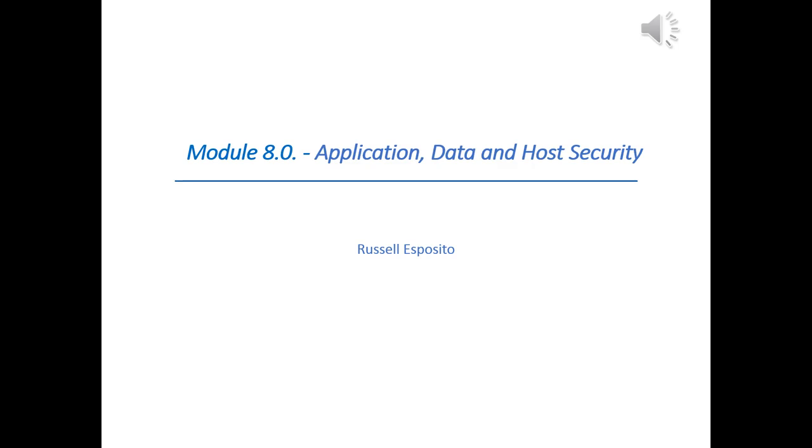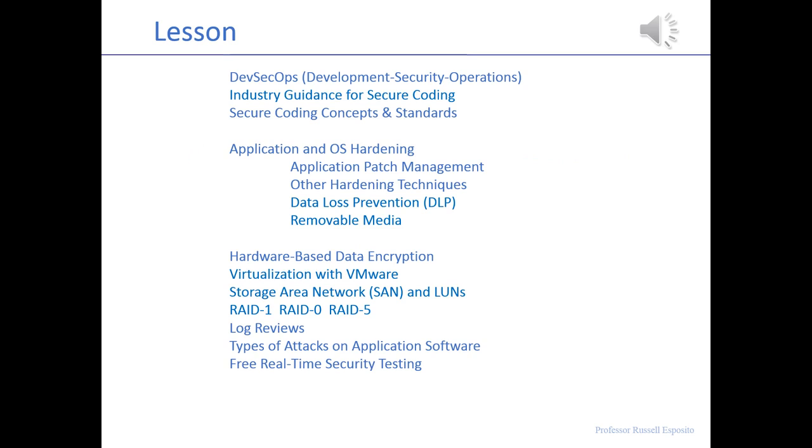Application data and host security. In this module, we'll take a look at development, industry guidance regarding secure coding, hardening devices, hardening really application software and operating systems, looking at some other related items like data loss prevention. We'll also look at some different technologies, VMware, virtualization, using VMware, storage area networks, various kinds of RAID technology, which is a disk technology to prevent loss of data. And it's important to do log reviews and security and some other items we'll cover in this particular module.